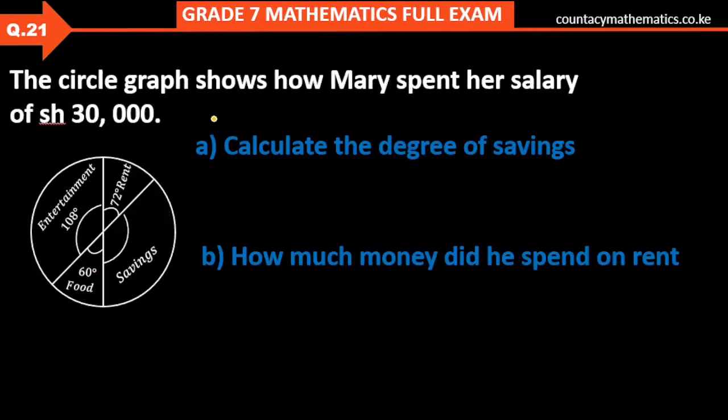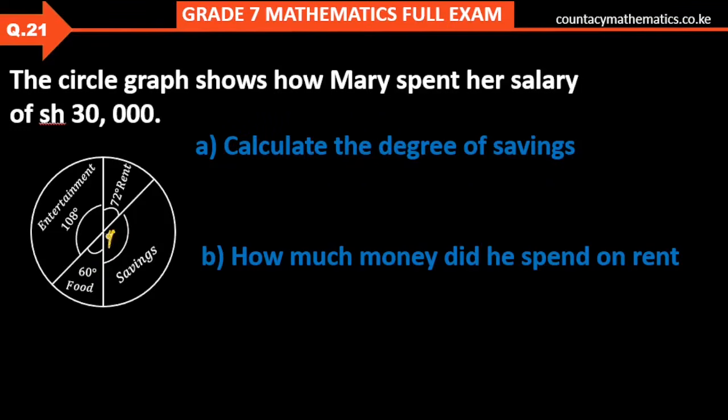So on to this question. Wow, this is wonderful because we have not yet dealt with a question to do with bar graphs and pie charts. But this is a good representation of such. So we are told the circle graph shows how Mary spent her salary of shillings 30,000. We have the circle graph here, what we call the pie chart. We have entertainment 108 degrees, rent 72 degrees, savings, it's not given, 60% food. And then question A, we are told calculate the degrees of savings.